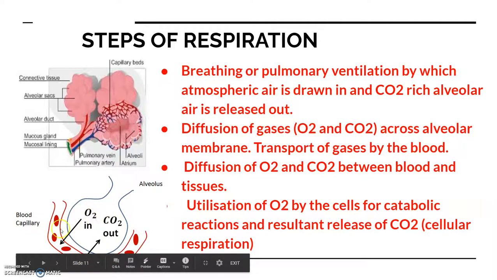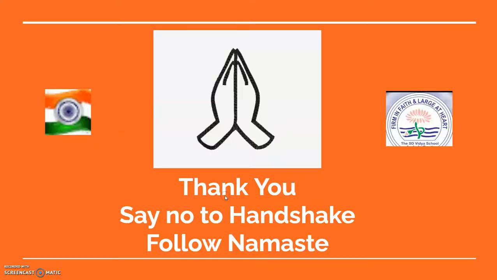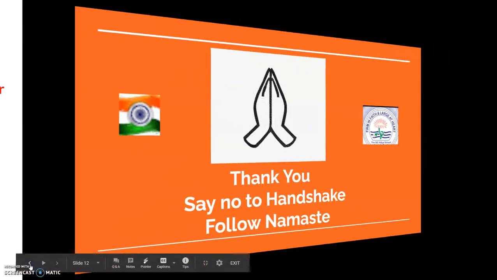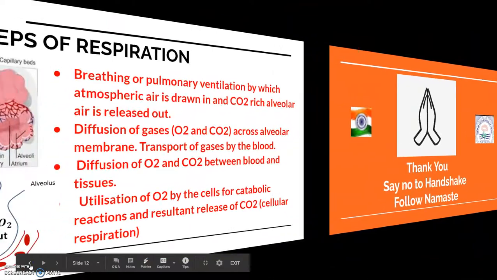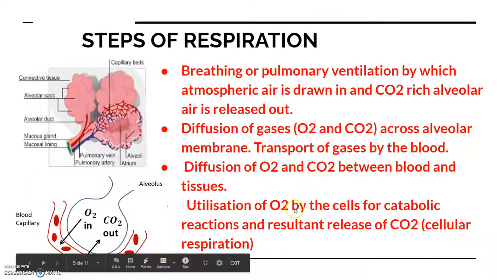From higher to lower concentration, they diffuse. And there is diffusion of oxygen and carbon dioxide between the blood and tissues, and utilization of oxygen by the cells for catabolic reactions and the resultant release of carbon dioxide, or cellular respiration. This all happens here. So in detail we'll be studying all these.